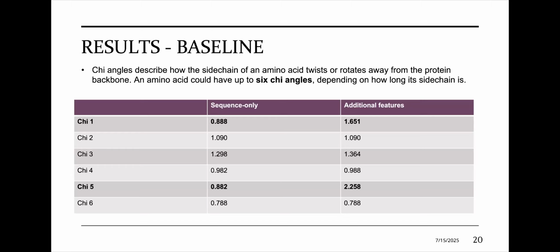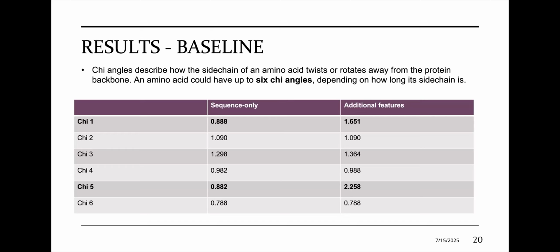Chi 1 is the closest to the backbone, while chi 6 is the most distal, located furthest from the backbone of the protein. For the sidechain angle predictions, the sequence-only model performs slightly better. The important differences are highlighted.